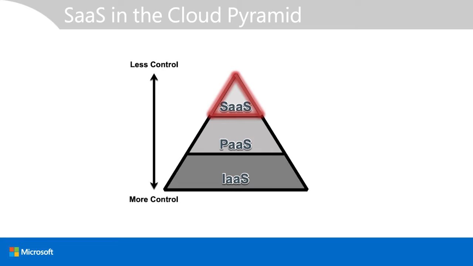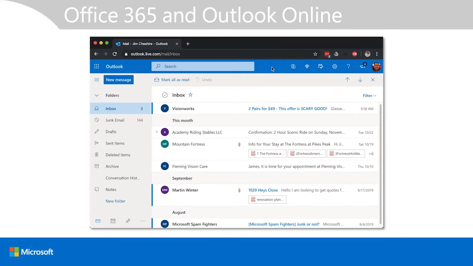Now let's have a look at SaaS at the top of the cloud pyramid. In a SaaS service, the cloud provider assumes the largest responsibility for the infrastructure, but they also assume responsibility for the software that's running on that infrastructure. SaaS services are usually accessed using a web browser, and a commonly used SaaS service is Office 365. In this screenshot, I'm accessing my Office 365 mailbox in a web browser.